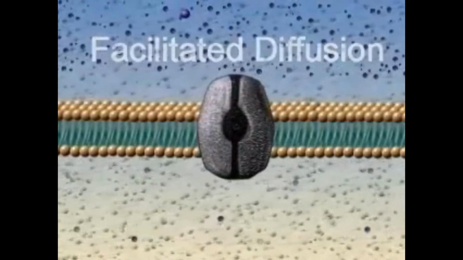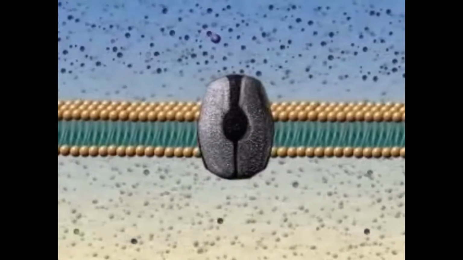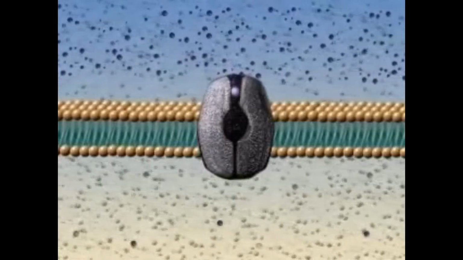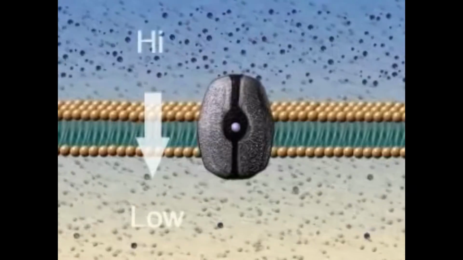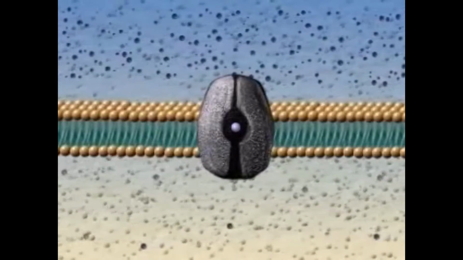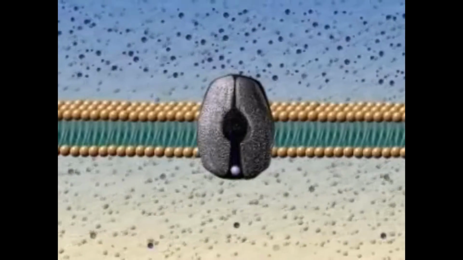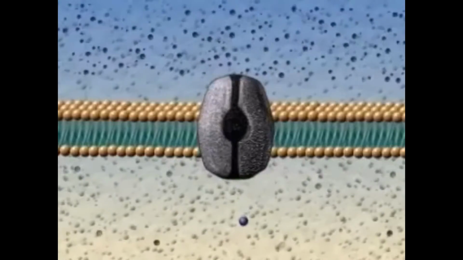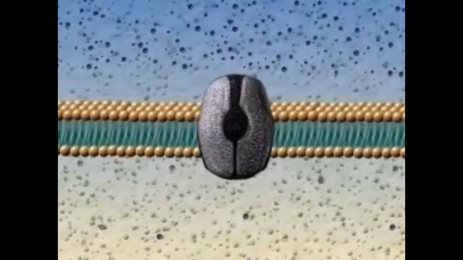Another type of passive transport is facilitated diffusion. Since it is passive, the high to low concentration gradient is present. However, the process is facilitated by a carrier protein. The carrier protein is somewhat like a revolving door, allowing easy access across the membrane and then rotating back to the other side.